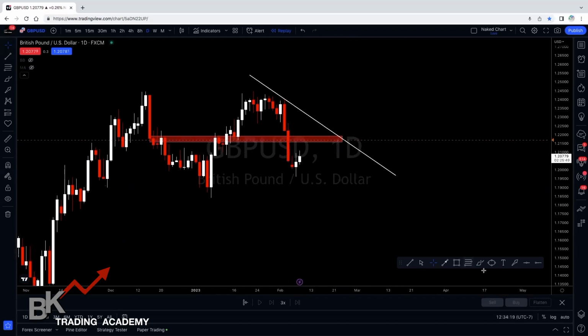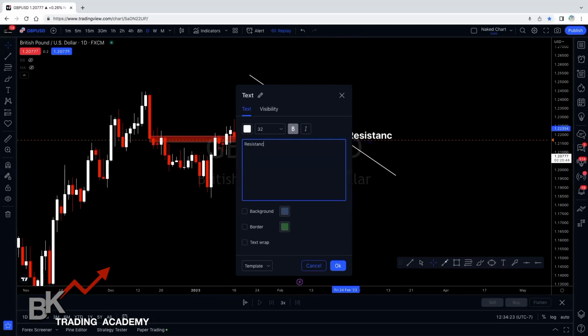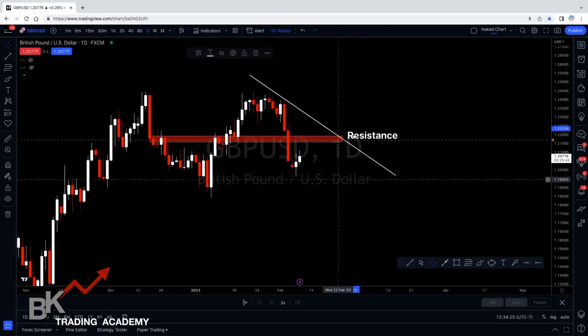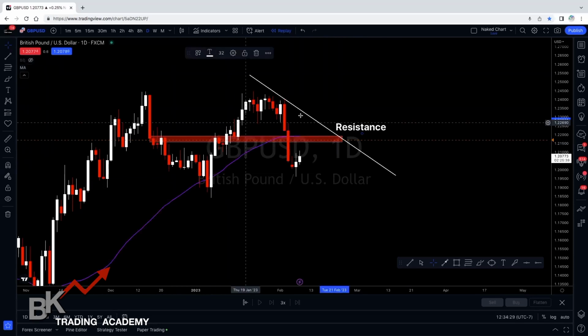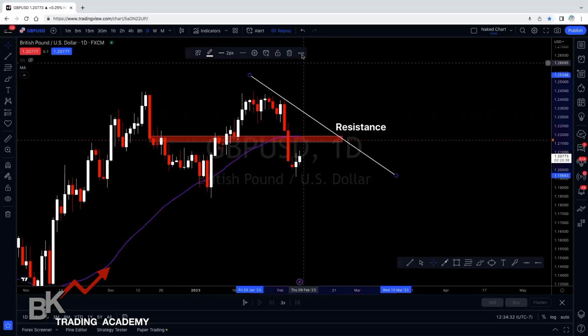A lot of our students trade one of our strategies called the price action channel strategy. So this area would be our resistance. For example, this is our resistance. We have our 50-period moving average for a confluence, and I'm simply going to trap the price.